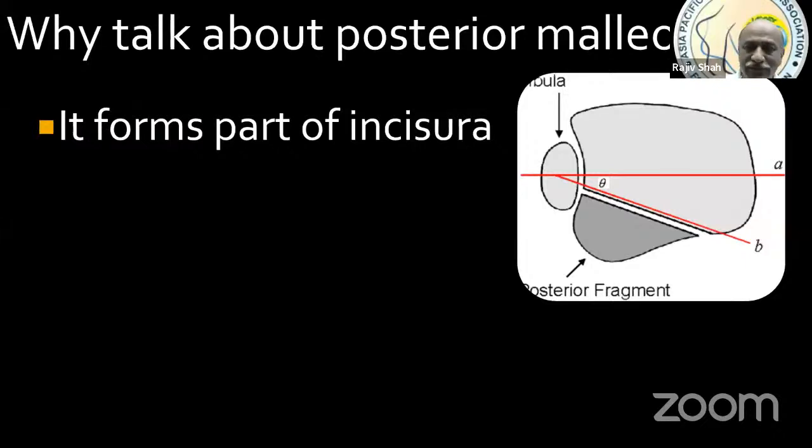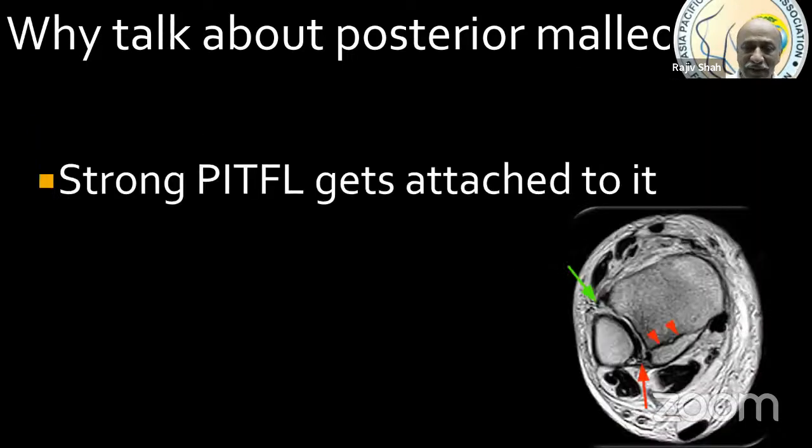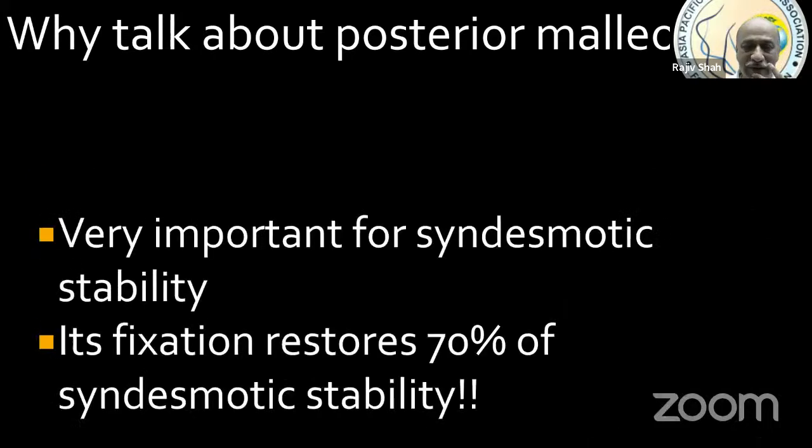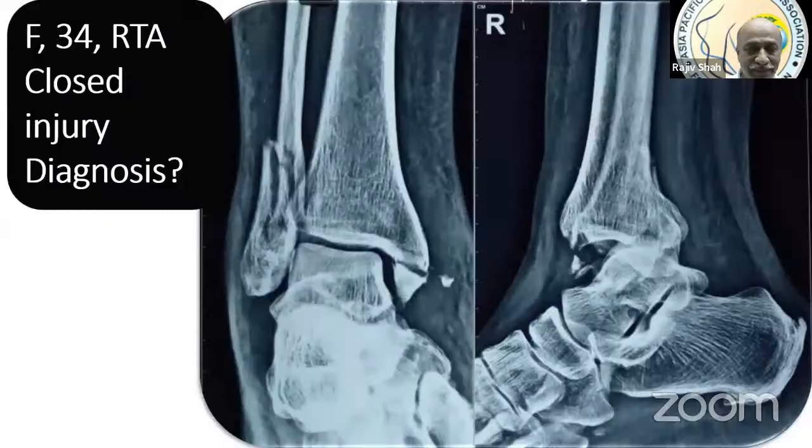So then the question comes, why talk about posterior malleolus fracture? We all know it forms a part of the incisura, and a strong PITFL gets attached to it. So that's why we're talking about the posterior malleolus fracture. It's very important for syndesmotic stability. If you fix it, in 70% of the cases you don't have to fix the syndesmotic screw or a tightrope, because it automatically restores the stability of the syndesmosis.